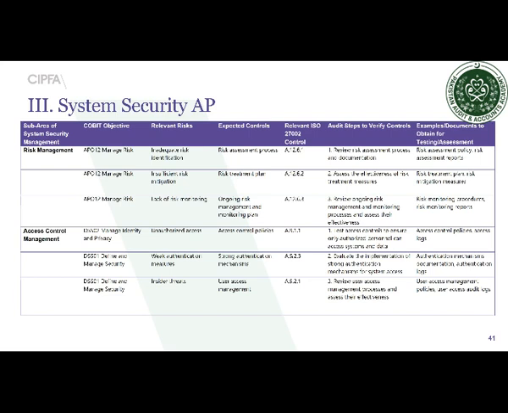Access control management, identity management, basically accounts, who are they giving access to. Access control policies, logs, authentication. So here they're talking about the specific to system security.